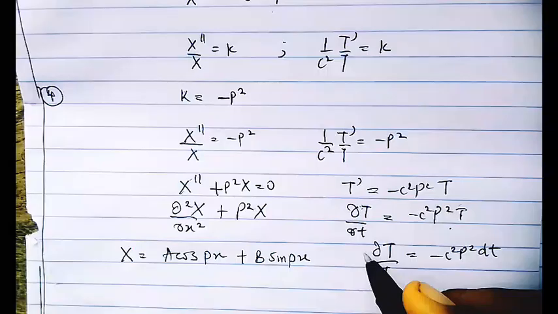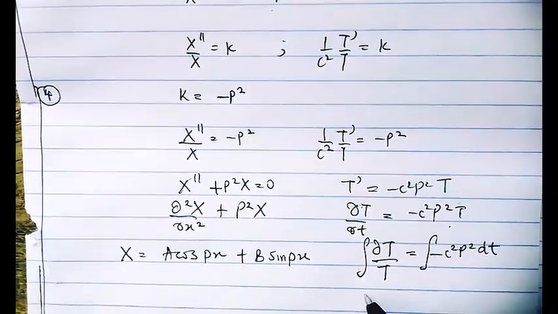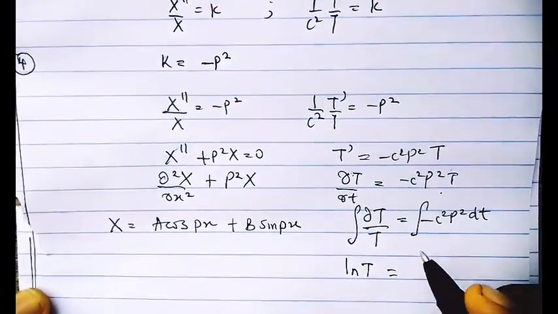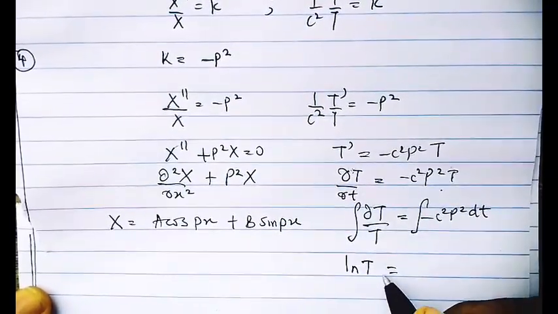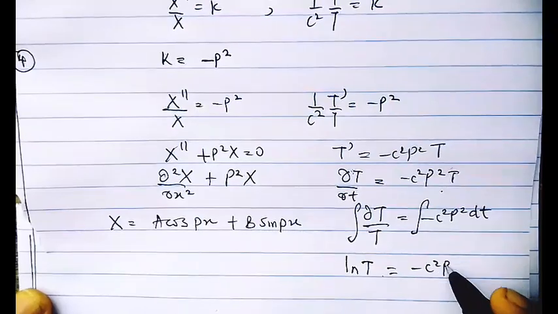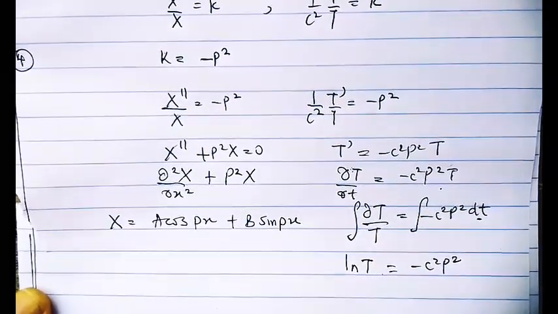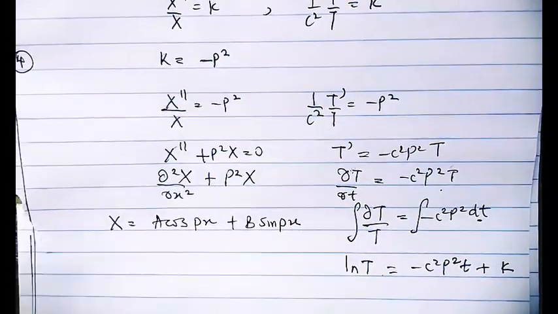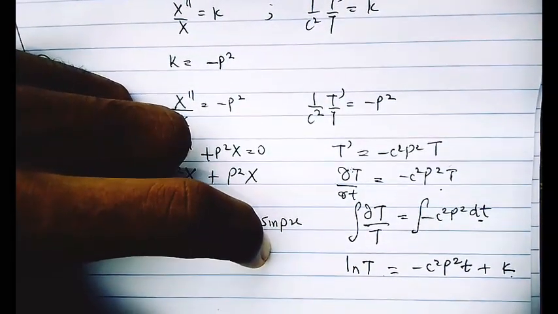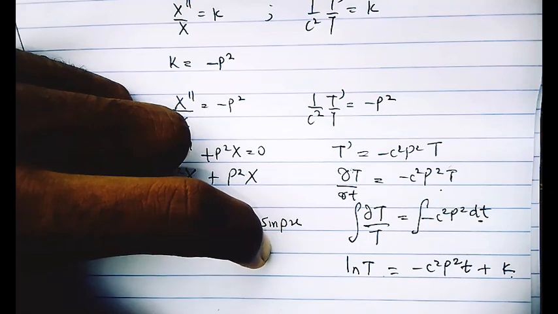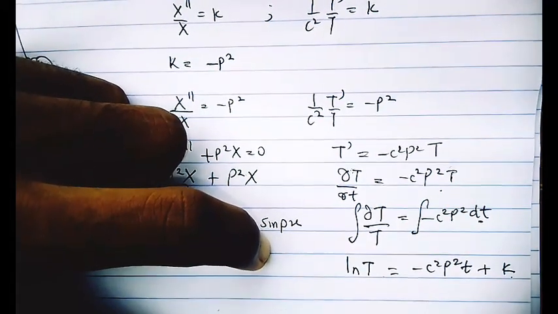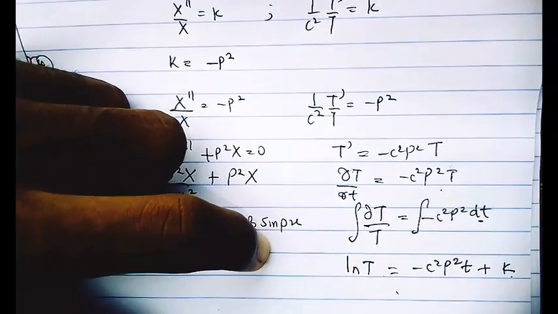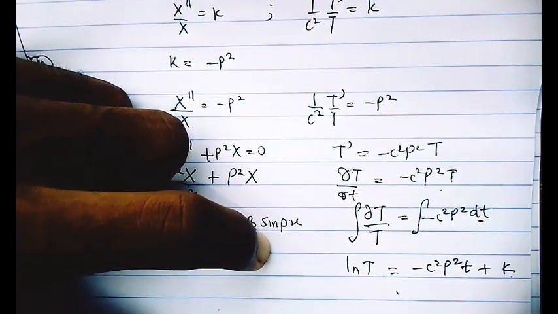So now I'm going to integrate both sides. Integrating both sides, this is ln t, remembering that integrating 1 over t gives ln t, equals minus c squared p squared. Integrating with respect to t, I will be left with just t plus a constant k. So let me express k in the form of the natural logarithm of another constant. A constant is a constant, so since we don't know its value, I can express it as another constant. That's the uniqueness of constants.